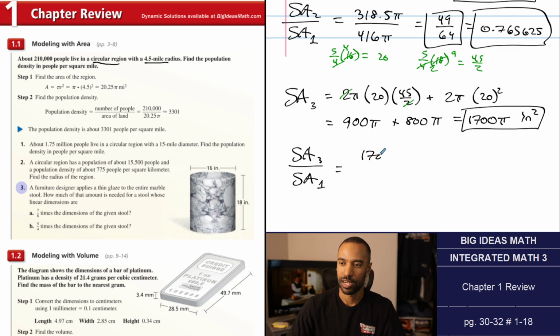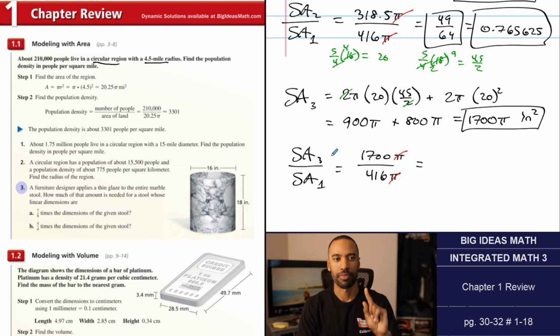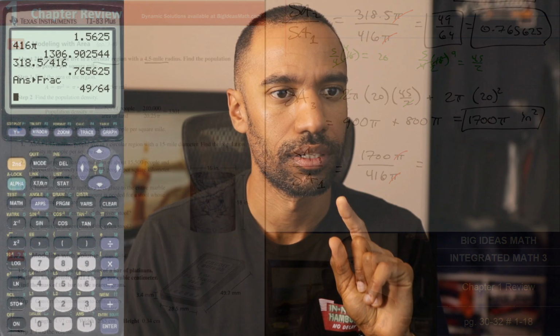We're going to get 1700 pi over 416 pi, which again, the pi's cancel out here. I should probably even just show that. Those parts are gone. That's why just in terms of pi is better, plus we're not rounding early. Now this number should be the same as the 1.5625 that we got before through that other division. So what's 1700 divided by 416?